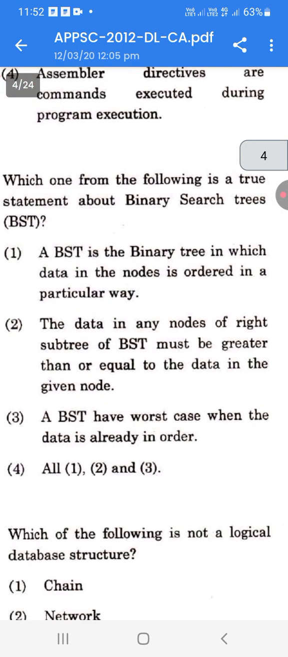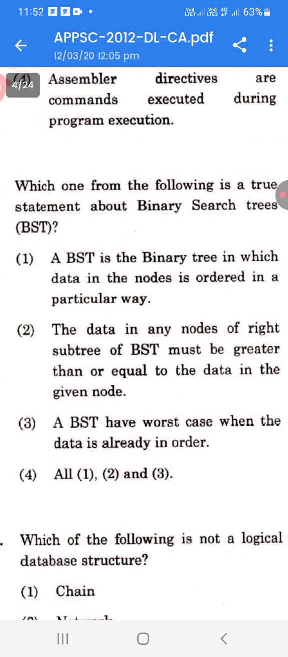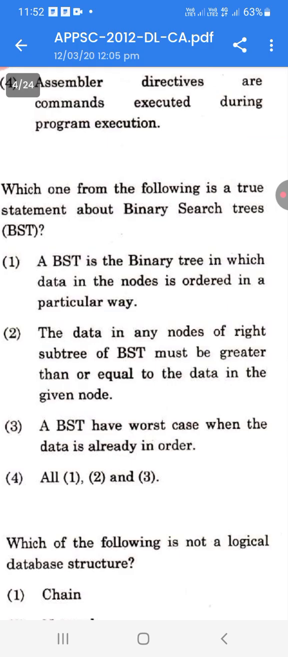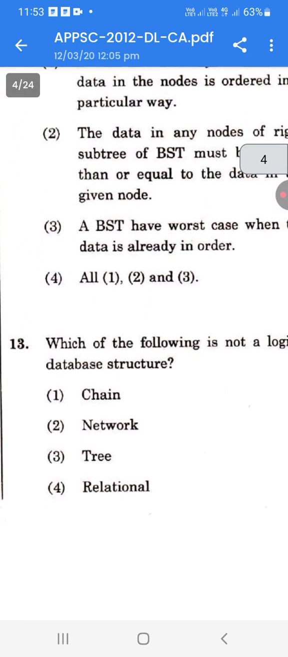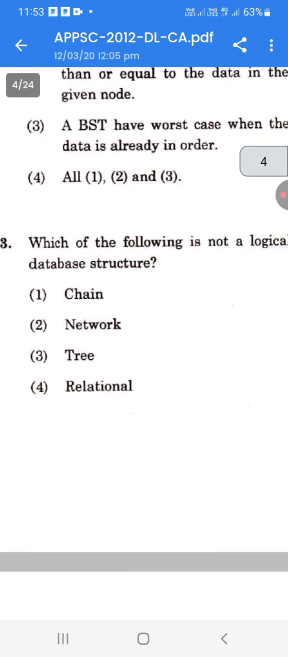Which one from the following is a true statement about binary search trees? All three statements are true. A BST is the binary tree in which data nodes are ordered in a particular way. The data in any node of a right subtree of a BST must be greater than or equal to the data in the given node. A BST has worst case when the data is already in order. These all three are true statements.